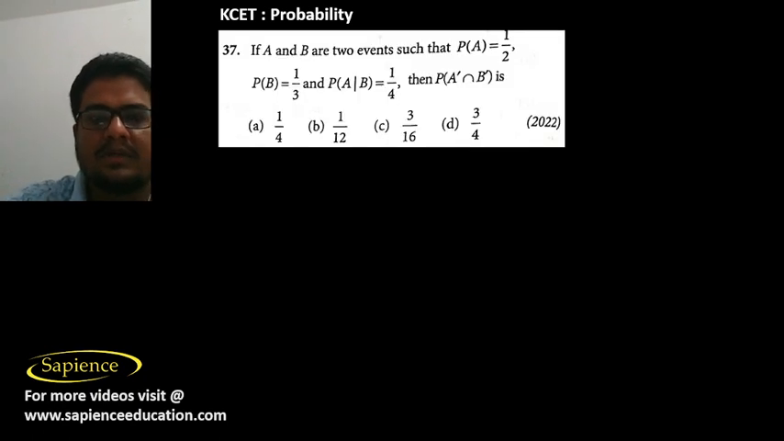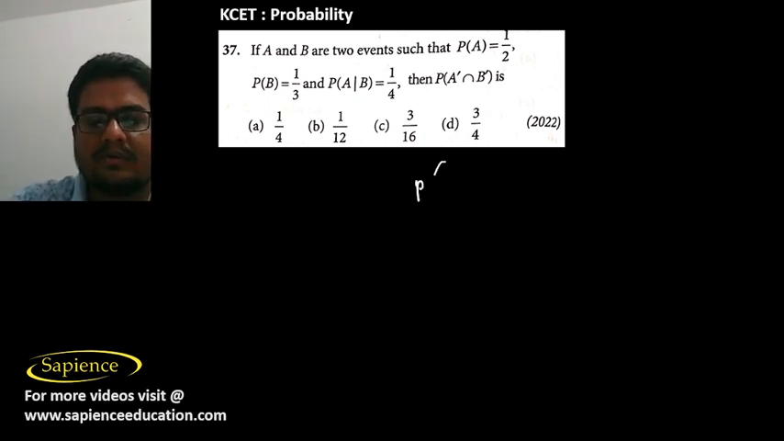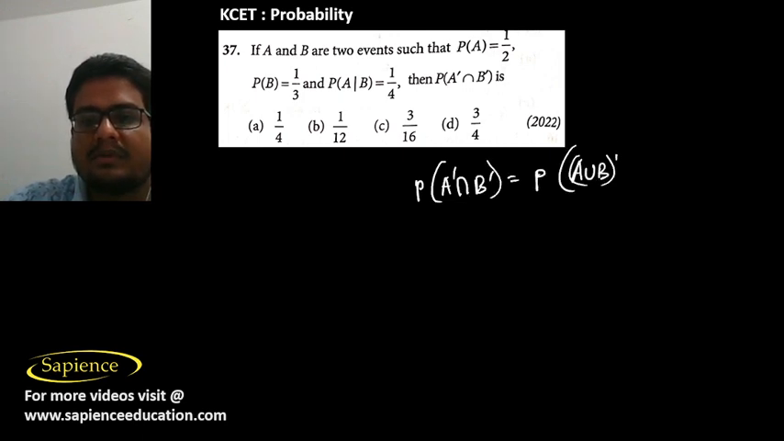Then in question number 37, it is told if A and B are two events such that P of A is equal to P of B is equal to 1 by 3, and P of A given B is equal to 1 by 4, find P of A complement intersection B complement. So that will be equal to P of A union B whole complement, that is equal to 1 minus P of A union B.